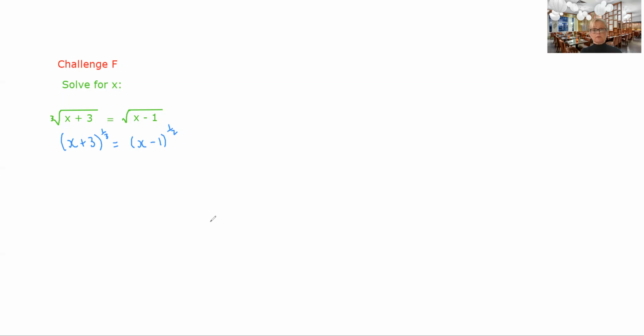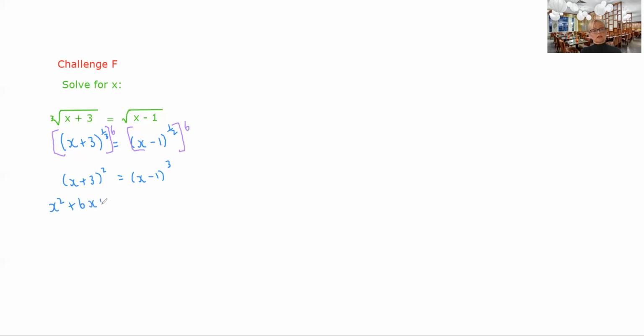If I raise both sides to the power 6, which is a valid thing to do, as long as we're careful and check our answers later on, what that's going to do is eliminate any fractional indices. So we're going to end up with x plus 3 squared on our left-hand side and x minus 1 cubed on our right-hand side. Expanding a perfect square, we should be able to do that okay.